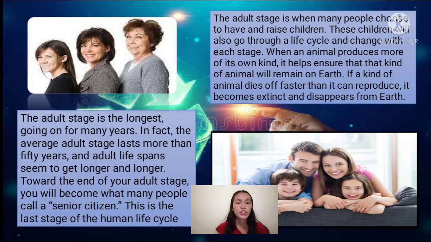The adult stage is the longest, going on for many years. In fact, the average adult stage lasts more than 50 years, and adult lifespan seems to get longer and longer. Towards the end of your adult stage, you will become what many people call a senior citizen. This is the last stage of the human life cycle.